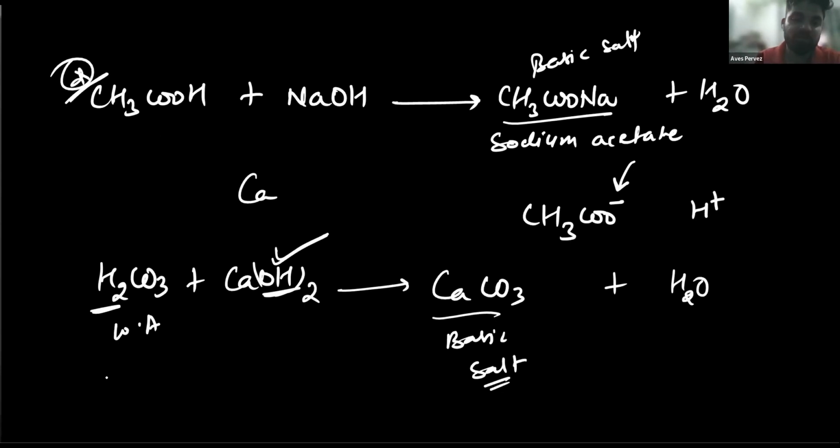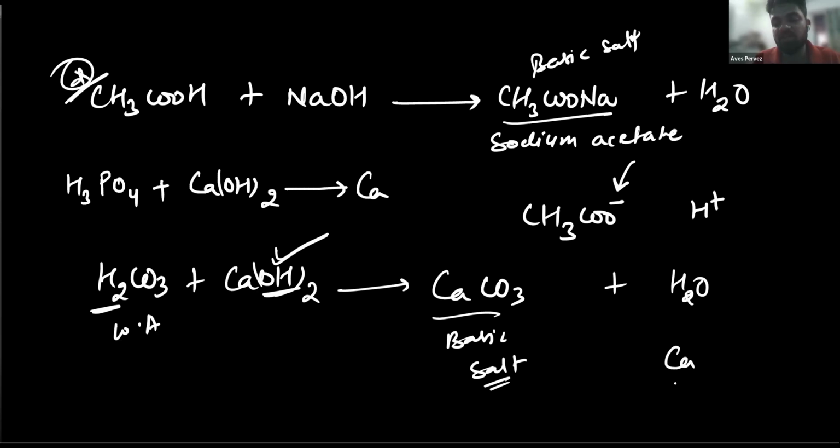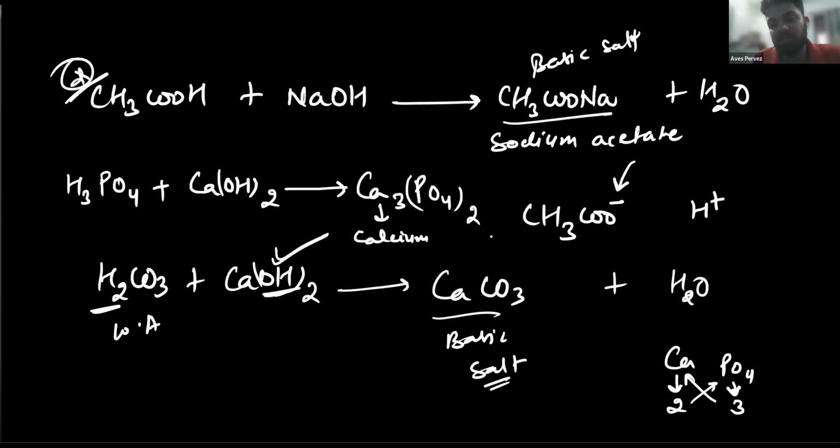Like here, let's suppose I have another example: H3PO4 reacting with calcium hydroxide. It will give you calcium phosphate. The formula for calcium phosphate is Ca and PO4, which has 3 valency. If you have not memorized this, please memorize it. It is Ca3(PO4)2. This is calcium phosphate, and it is a basic salt.